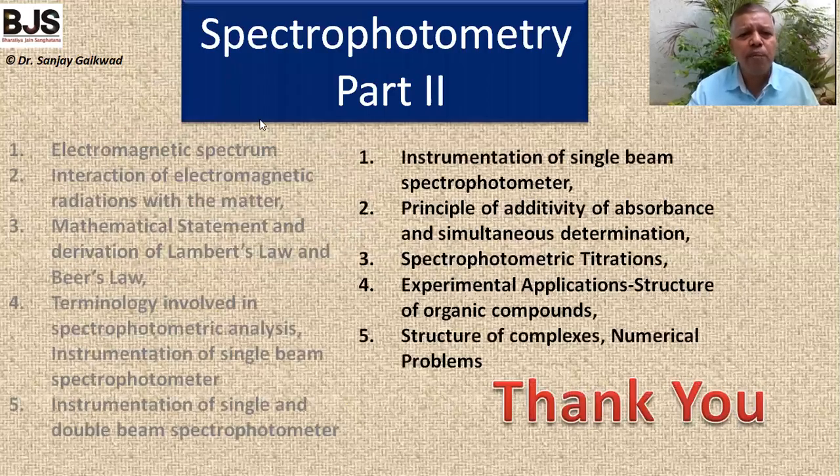In spectrophotometry part 1, we observed the electromagnetic spectrum, interaction with electromagnetic radiation, the mathematical expression for Lambert's law and Beer's law, and the instrumentation part. In this part, we observed the single beam spectrophotometer, the principle of additivity of absorbance and simultaneous determination, spectrophotometric titration, and experimental applications like structure determination. In this way, we can study the spectral analysis method. This is part 2.